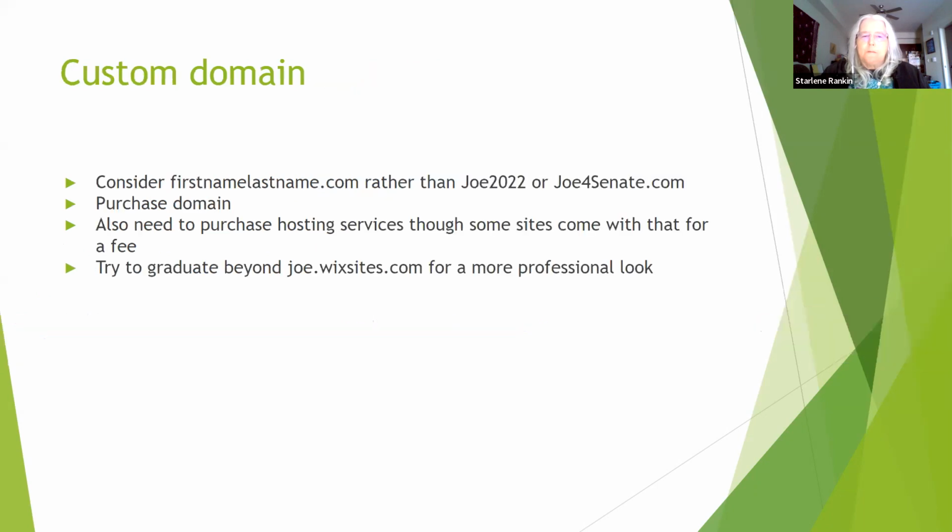Okay, and then the other thing I wanted to mention is the domain. There are no rules about this; it's really personal preference and also just what's available. I would recommend at least considering a website that is firstname.lastname.com, like starlenerankin.com or .org, rather than something like Joe 2022 or Joe for Senate.